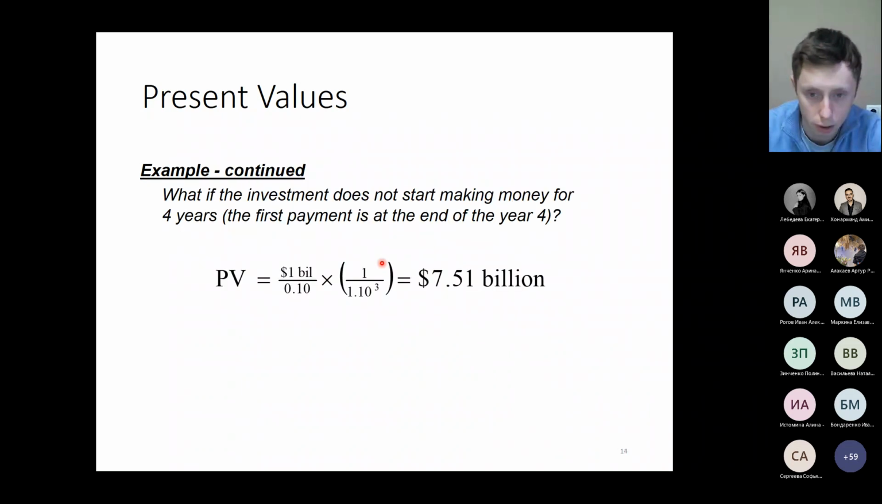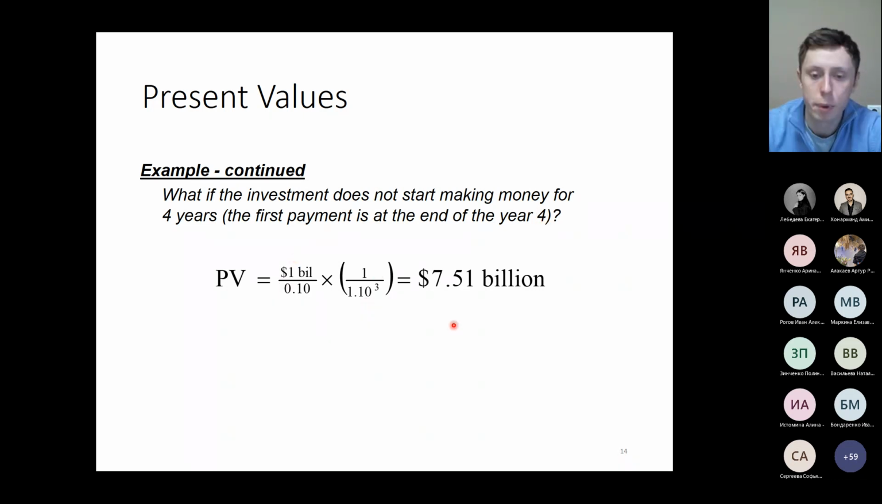Another thing that we might think about is the present value of a perpetuity that starts not at the end of the first period, but one that starts later. Here is an example. What if the investment does not start making money for the first 4 years? The first payment is made at the end of year 4, and this is the formula.